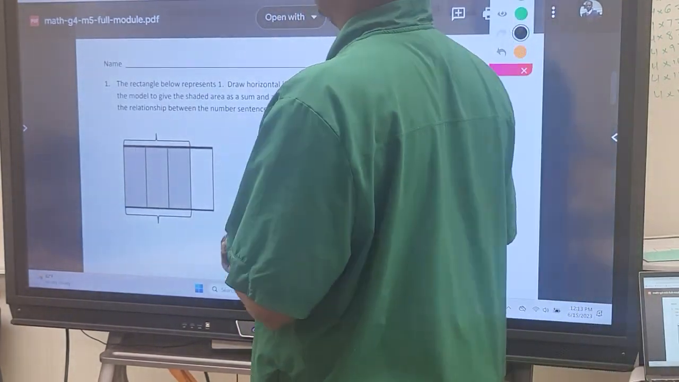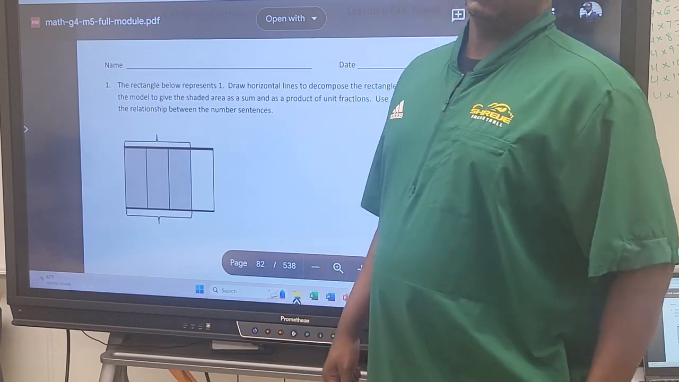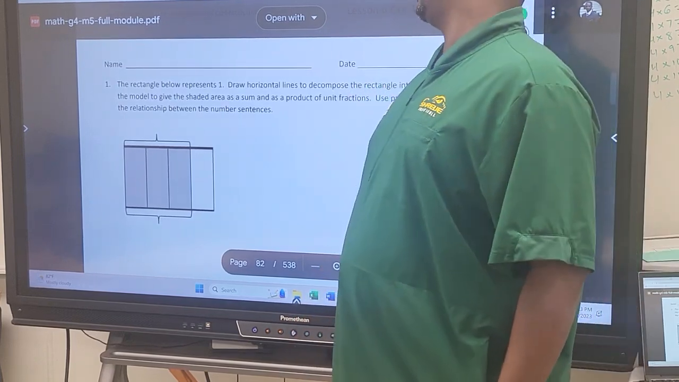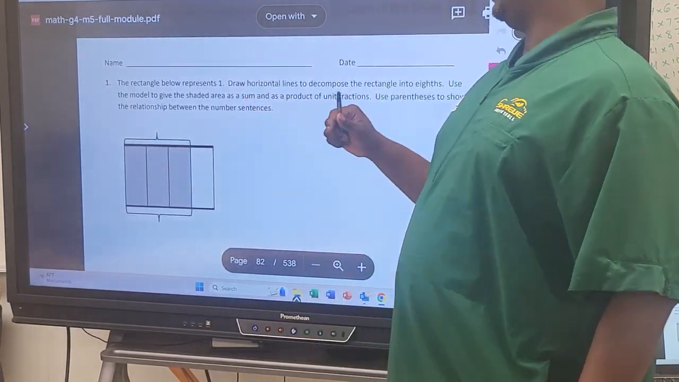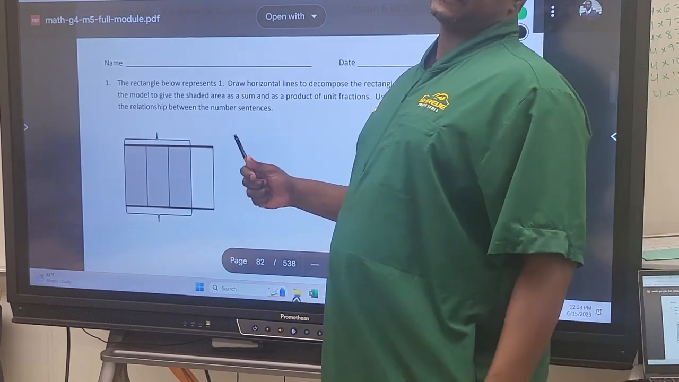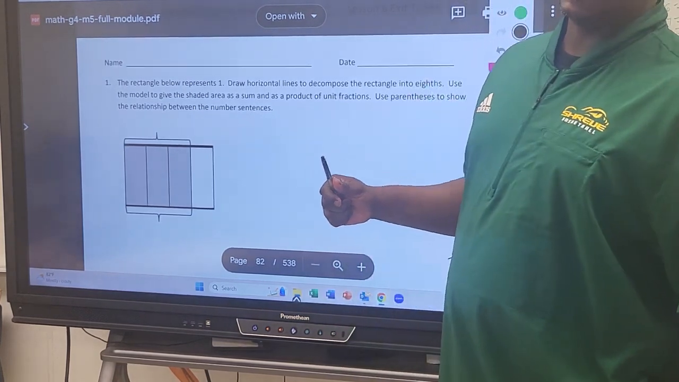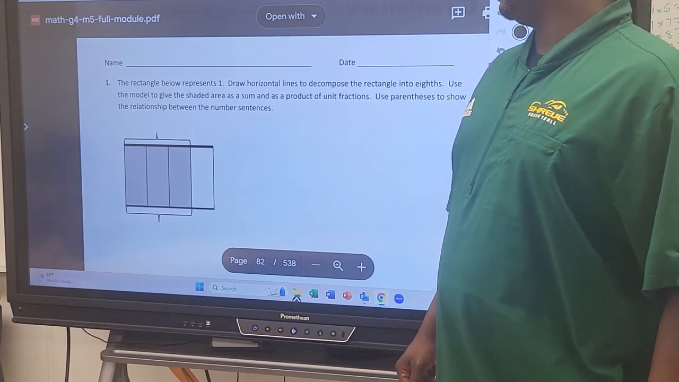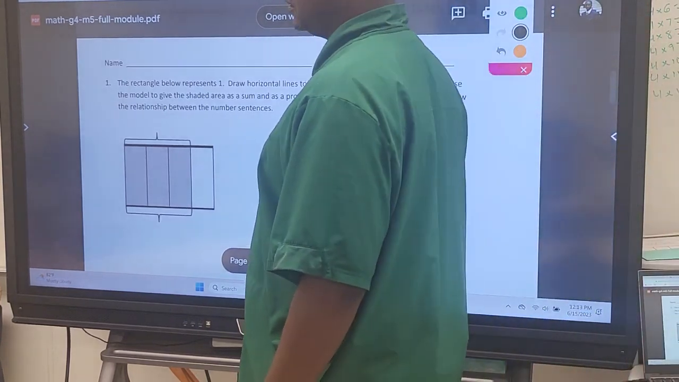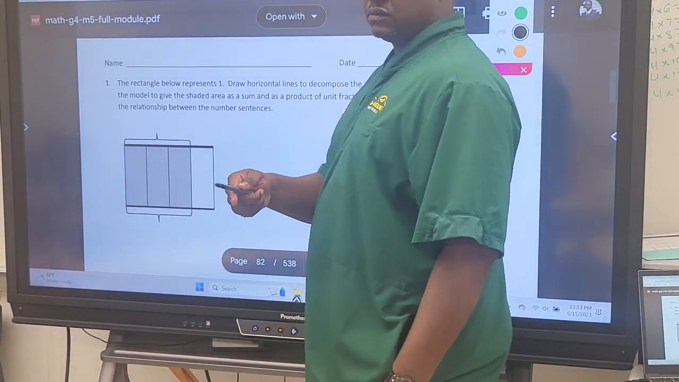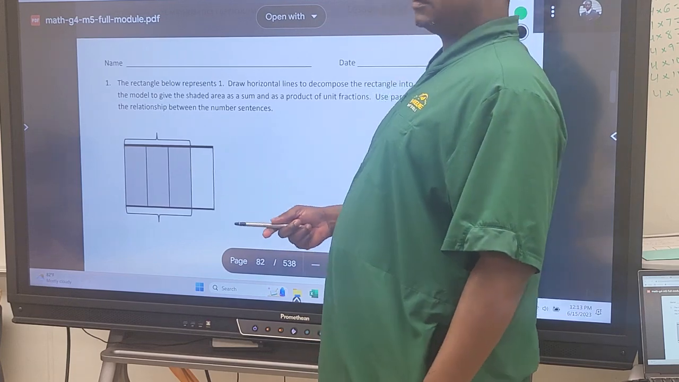Okay, we got another problem today we're gonna do. Exit ticket. This is for 4th grade, module 5, lesson 6, exit ticket. The direction says, and I'll make sure y'all get out y'all notes too. Get your papers out, make sure you correct them.